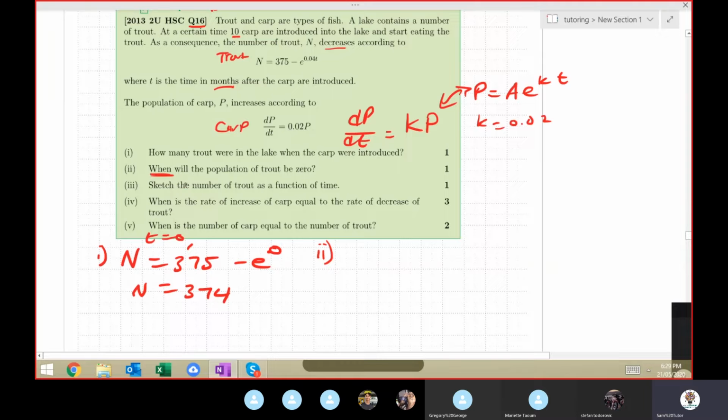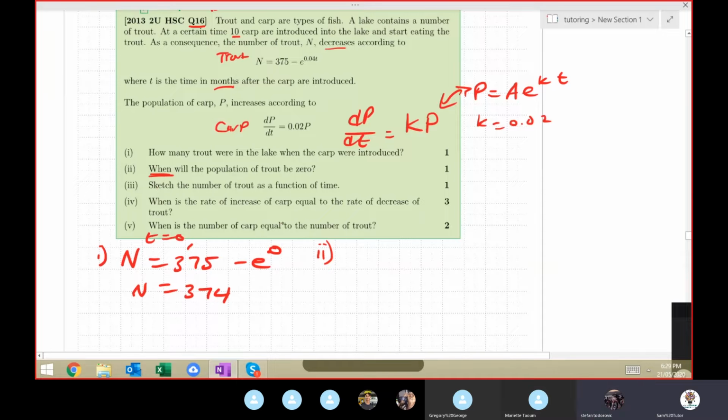What letter? Stefan, what letter are you solving for? When the question says "when," what letter would you solve for? What would you be solving for? When will the population of trout be 0? When I come up to you and ask you, when do you want me there?